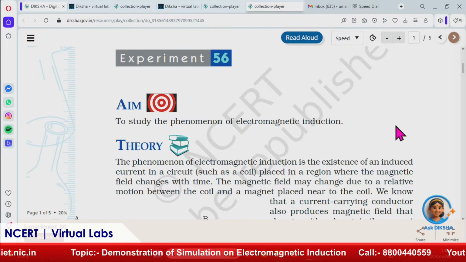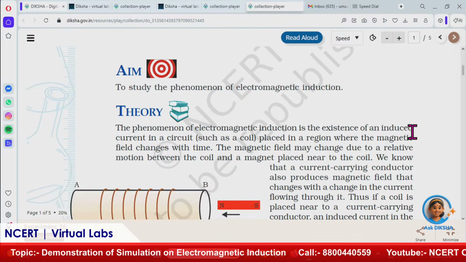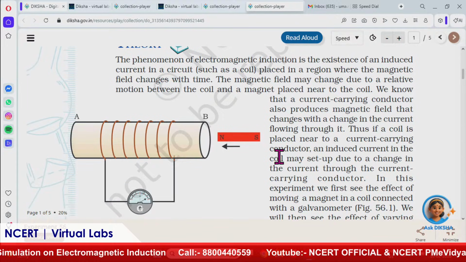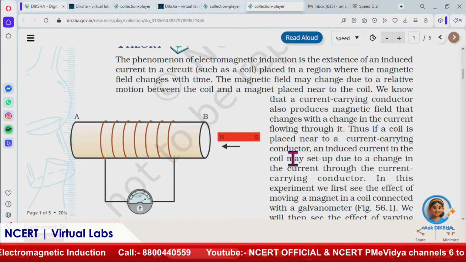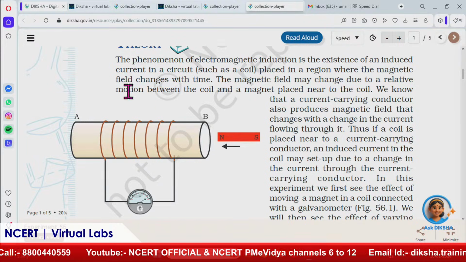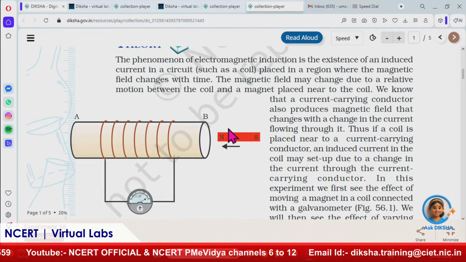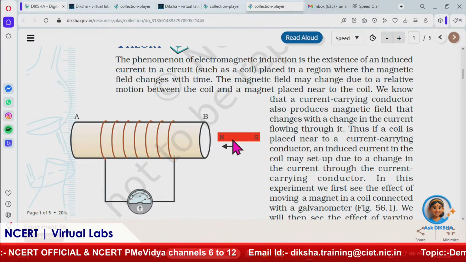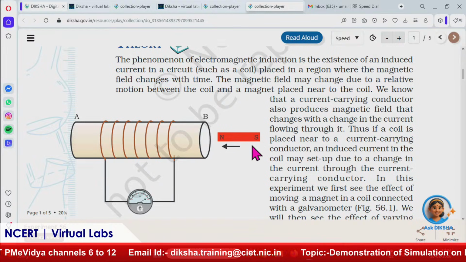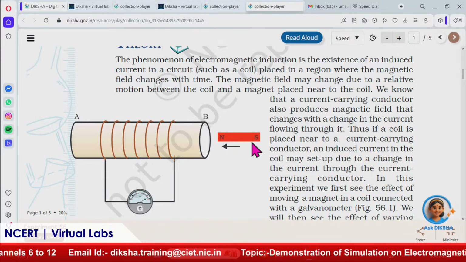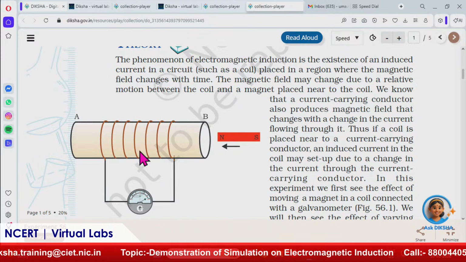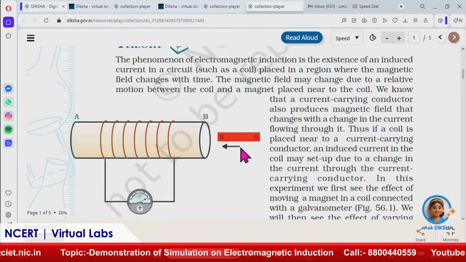So what is this? To study the phenomenon of electromagnetic induction. As I discussed, this phenomenon is nothing but the existence of an induced current, or we can say EMF, in the circuit placed in this region whenever there is a change in the magnetic field. So the first condition should be a time varying magnetic field. If it is not changing with respect to time, then no current will be produced.